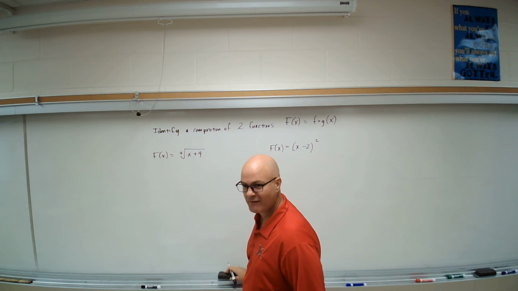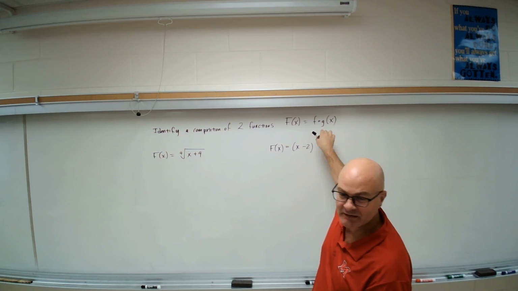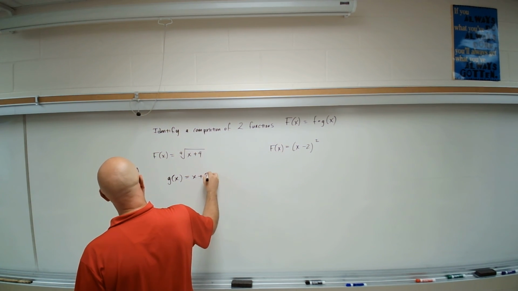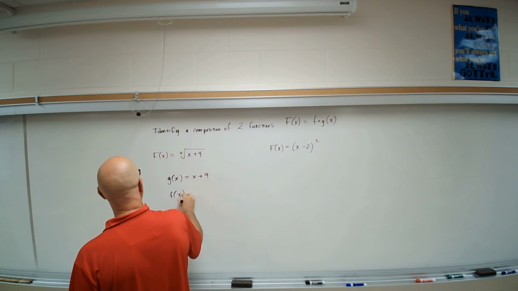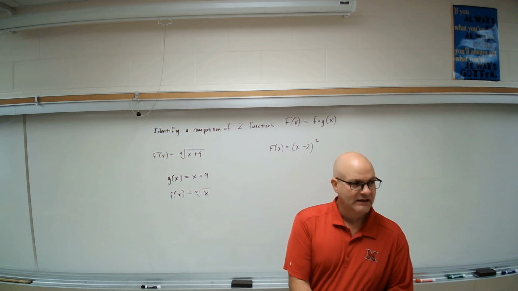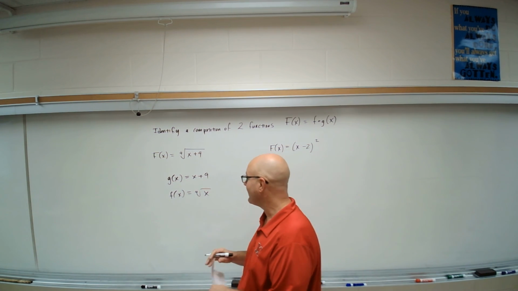Let's start over there. g was the first one, right? I was out of order. g is the first one. So g of x would be x plus 9. Sorry about that. And then f of x would be the 4th root of x. Now, I was going to check it, and it was going to fail miserably. So it would have worked out okay.